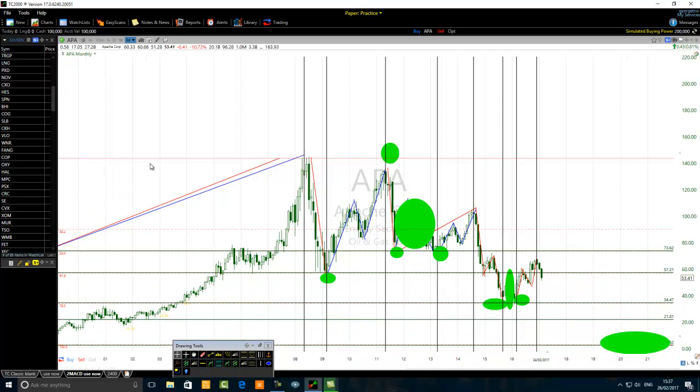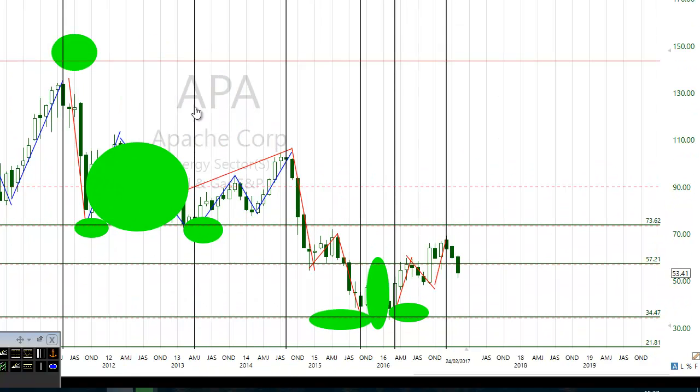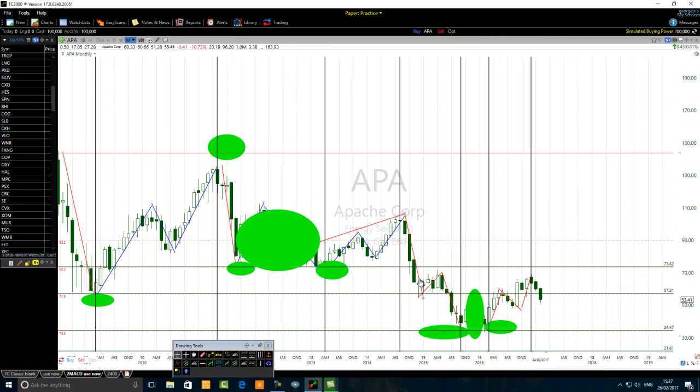That's a beautiful name, Apache Corporation, APA. I forgot to tell you that. APA, Alpha, Papa, Alpha. Energy sector. Now, the good news, I like this. The price dipped below that 50%, 61.8% level, and it's trying to go back inside, but they are pushing it down. So now we have another move down, and we just take it one step at a time.